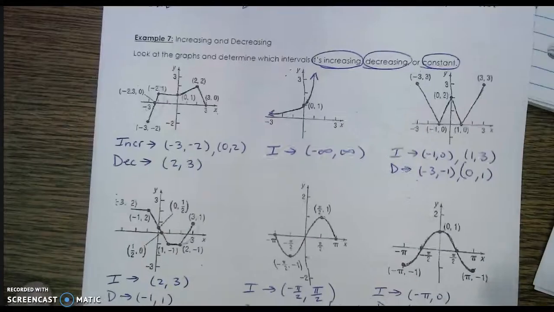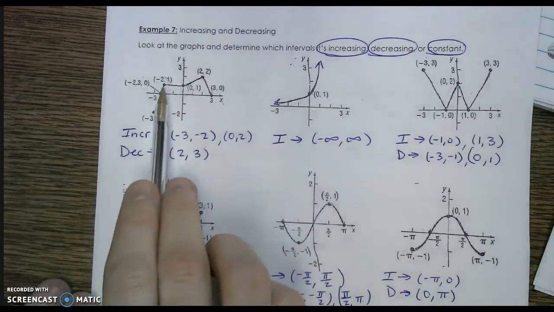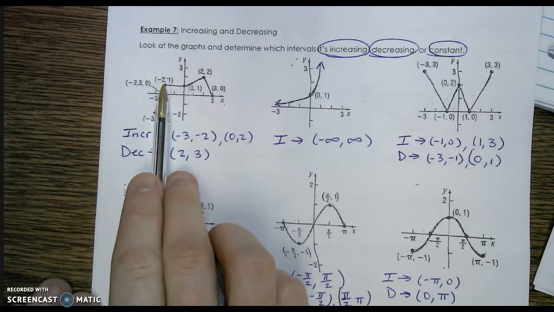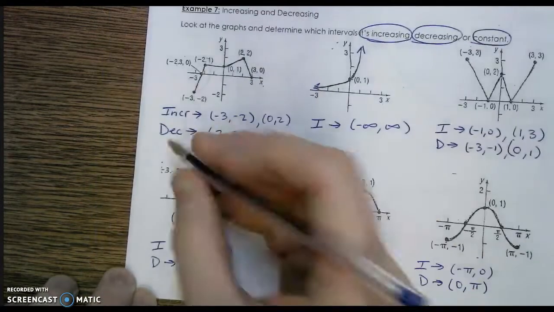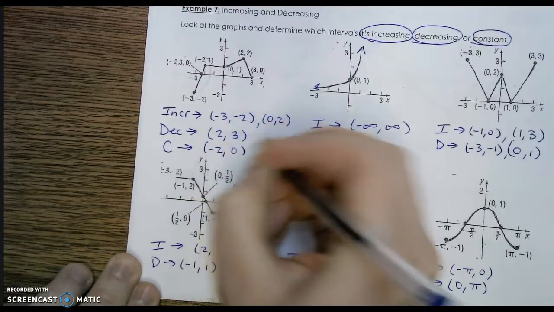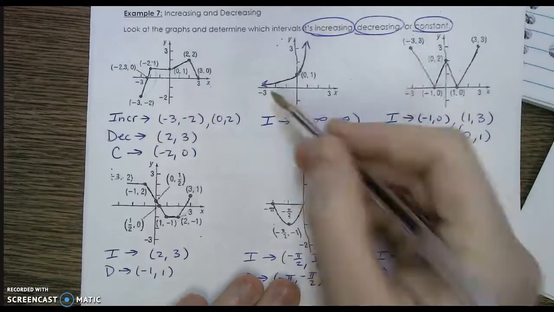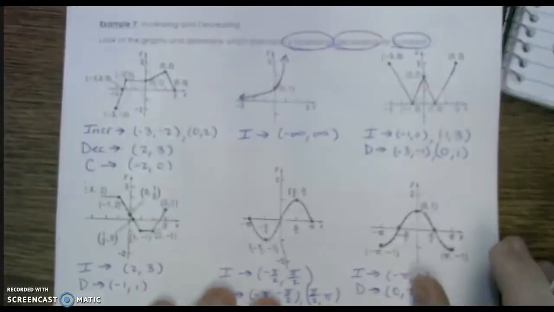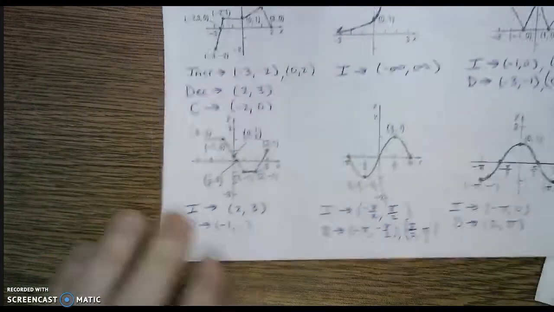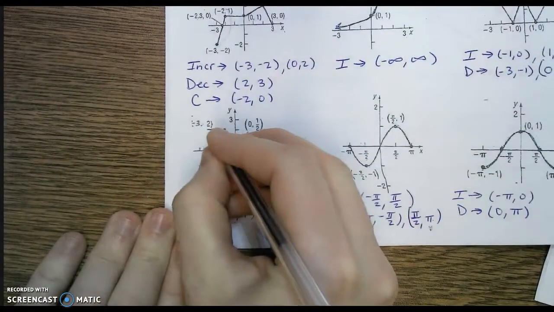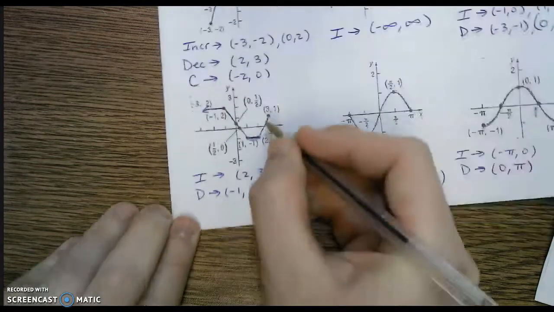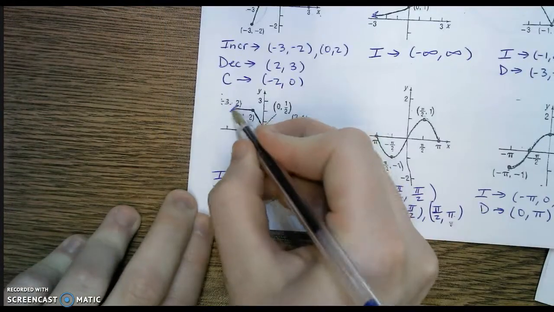All right, let's look for constants. Where does it stay the same? So here the graph is the same from -2 to 0, so it's constant. From -2 to 0, the y values didn't change. There are no constant sections in this graph. There are no constant sections in this graph. Here we've got a constant section, and here we have a constant section. So let's imagine there's an arrow there.